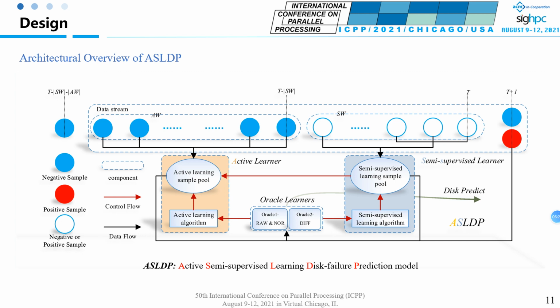That is, the samples are generated as a stream and then put into a pair of windows in chronological order, including the active learning window and the semi-supervised learning window. The samples in the window will enter the corresponding learning pool when conditions are met. The learner will select suitable samples to be trained, and then the prediction service can be provided.